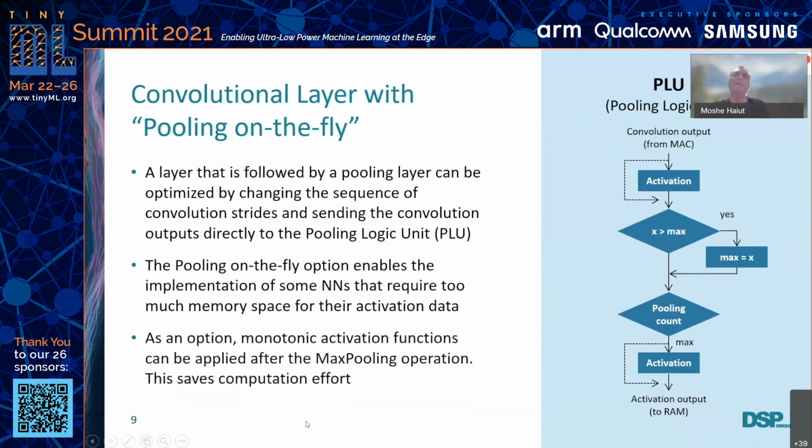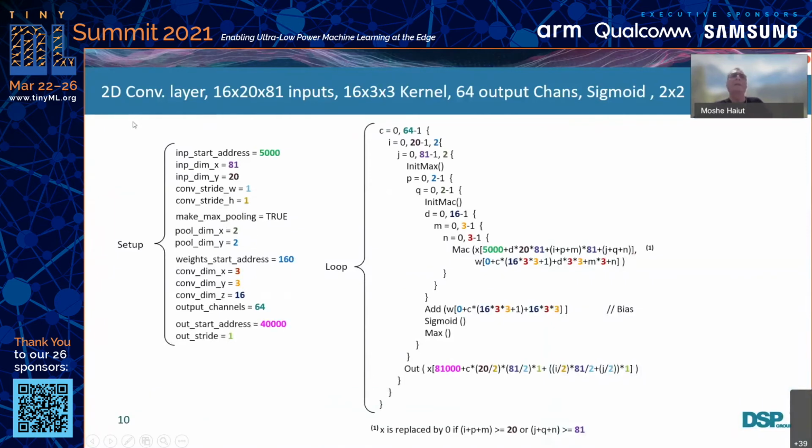So we can see that in this example, the two-dimensional convolutional layer contains maps of 20 by 81 pixels, and there are 16 channels in the input. So there are 16 maps, and it should produce 64 output channels with the 2 by 2 max pooling on the fly. So you can see here the setup for the AGU. It contains 15 different parameters for the descriptor of this layer.